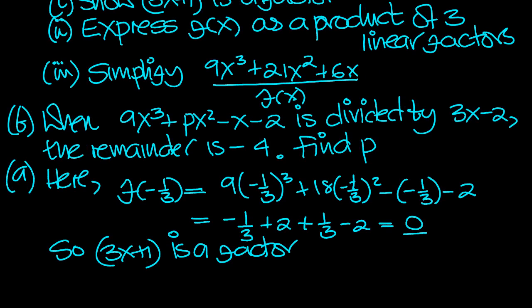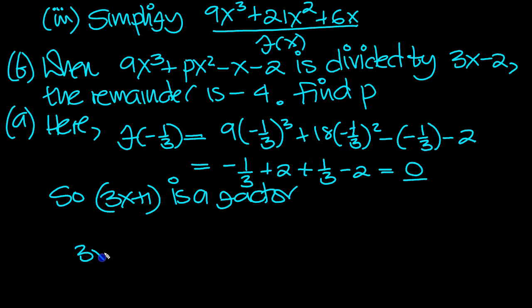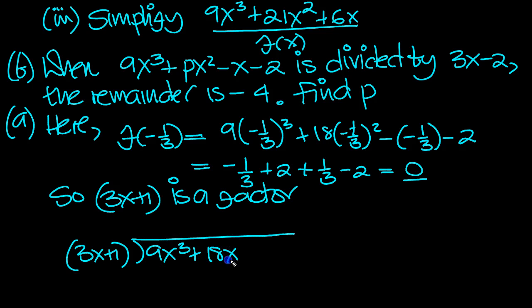So that's part A, done, part 1. Part 2, express f of x as a product of three linear factors then. So let's divide the 3x plus 1 into the cubic 9x cubed, wasn't it, plus 18x squared minus x minus 2. So how many times does the 3x go into 9x cubed? It goes in 3 lots of x squared, isn't it? Then multiply through, and we get the 9x cubed as we wanted. 3x squared times 1 is 3x squared.